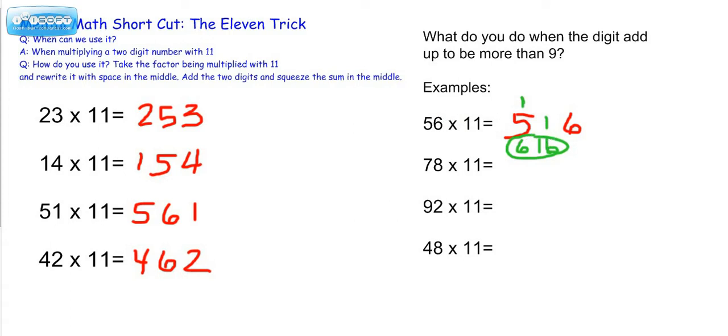Now if we apply that same principle to the next one, we take the 7 and the 8 and space them apart. So 7 and 8. Then we add the two values together. 7 plus 8 would be 15. Do you see where I wrote the 15? And then we add the 1 plus 7, which is 8, and bring the other digits down.